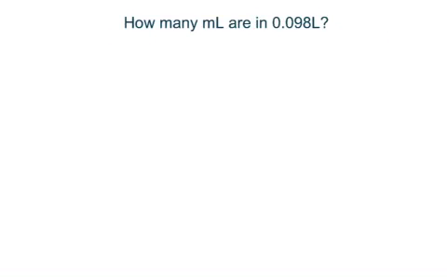So, if you are given a question where you have to convert, the first thing you need to do is remember, every single problem that we do in chemistry, you always start with the number that's in the question. So we're going to start with 0.098 liters. Okay, and then we are converting it. So I'm going to multiply by an empty fraction.